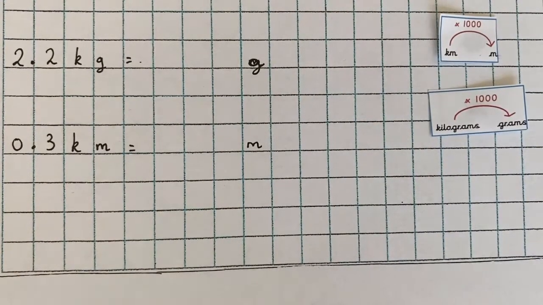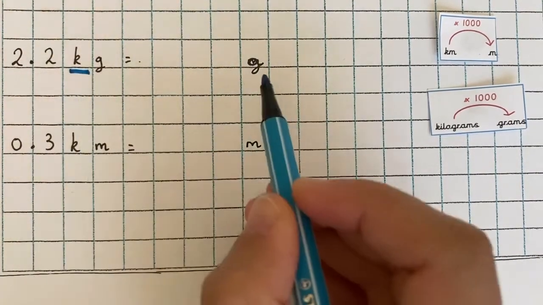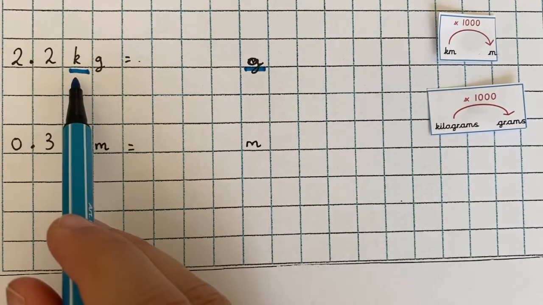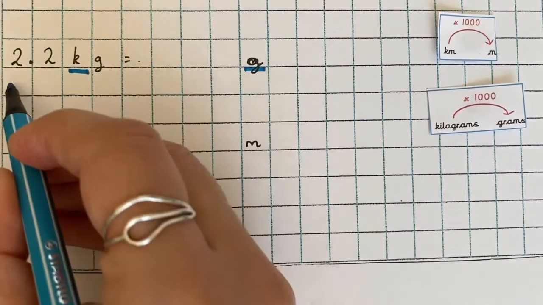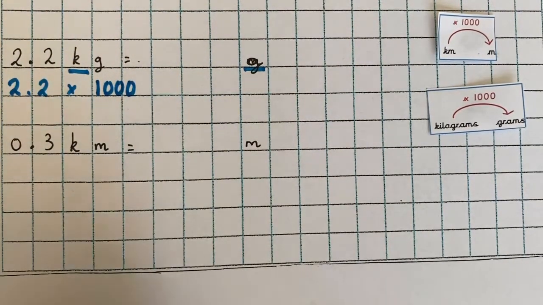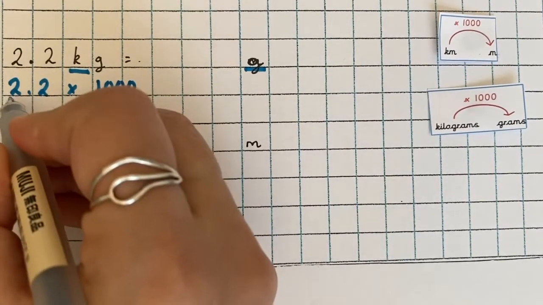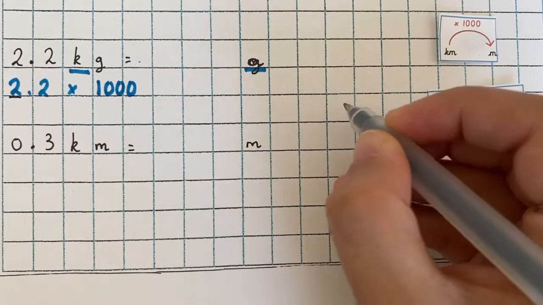Here I have 2.2 kilograms. I want to write 2.2 kilograms as grams. Okay, so I can see here that to go from kilograms to grams, I multiply by 1,000 because there are 1,000 grams in 1 kilogram. Now you can do this mentally, or if you're not sure, you can use the place value grid.